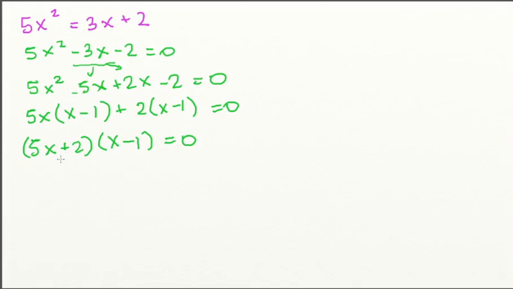Remember that if you split this, you get back to what you had before, 5x times x minus 1 and 2 times x minus 1, and you can go up if you want and get back to the simplest form that we had there. So what does this tell us? Well, this gives us the solutions. So if x minus 1 is 0, then x is 1.